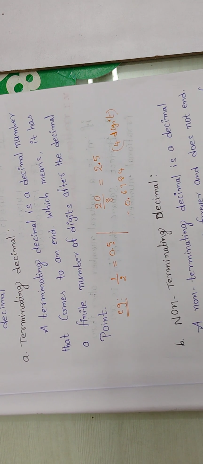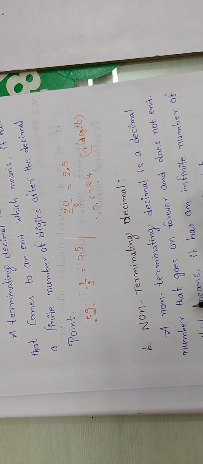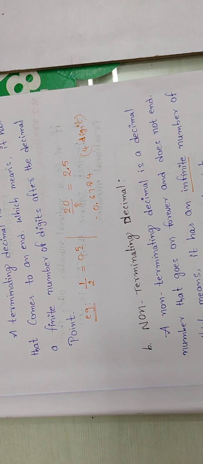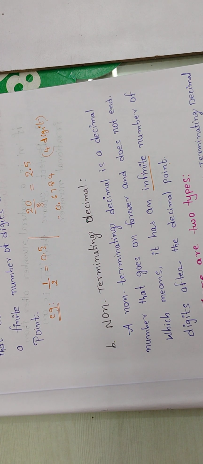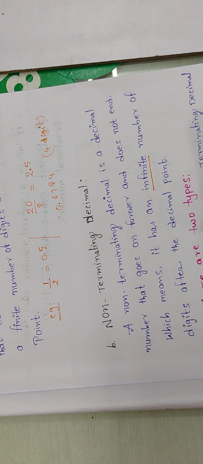Okay, and non-terminating decimals are also there. Non-terminating decimals means a decimal number that goes on forever and does not end. They have an infinite number of digits. We can't count them, there is no ending after the decimal. There are so many digits, that's an infinite number of digits after the decimal. When having an infinite number of decimals, we call that non-terminating decimals.